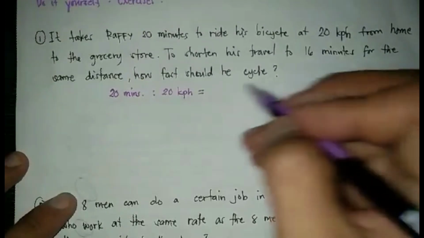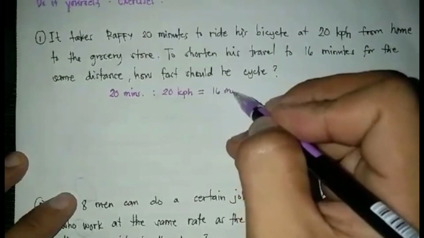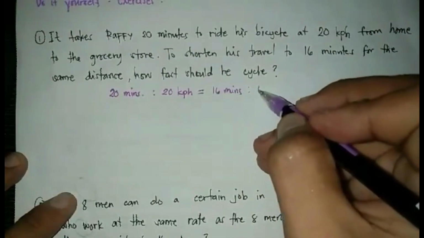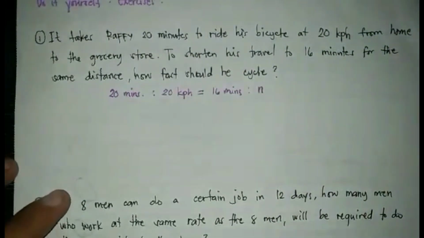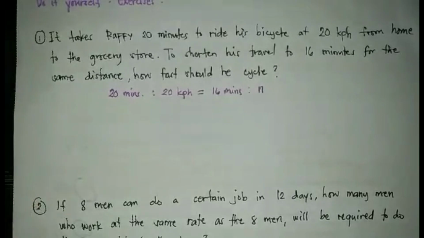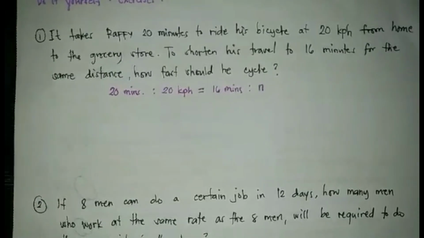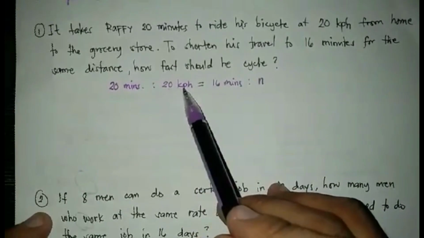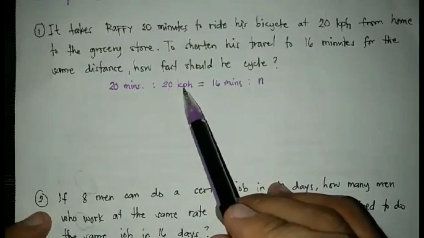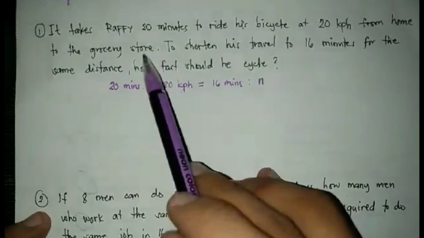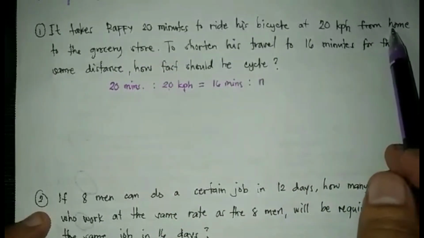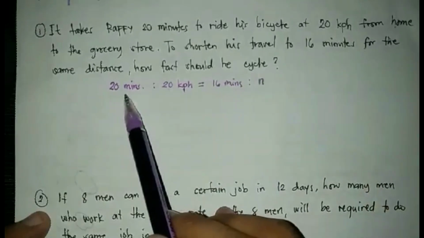Okay, 16 minutes. Okay? Tapos yung hinahanap natin, yung speed, which is wala. So, lalagyan natin, let n be the speed. Okay? Sa concept ng inverse proportion, analyze muna natin. Kung sa speed na 20 kilometers per hour, nakarating siya o mapupuntahan niya yung grocery store from his house or home, okay, within 20 minutes lang.